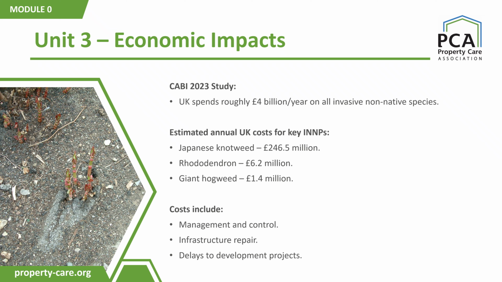When we focus specifically on invasive non-native plants, Japanese knotweed alone is estimated to cost the UK over 246 million each year. Other costly plants include rhododendron at 6.2 million per year, giant hogweed at 1.4 million, and buddleia also at 1.4 million.